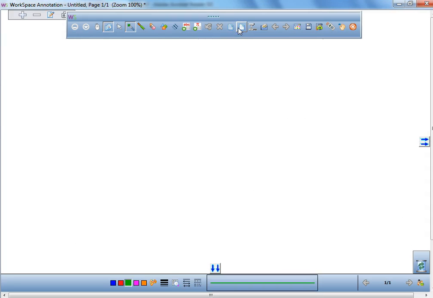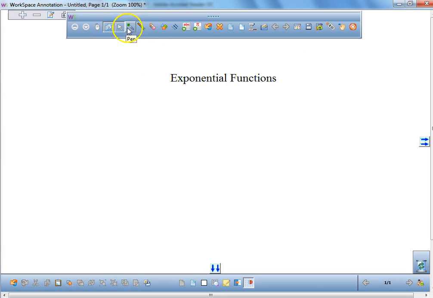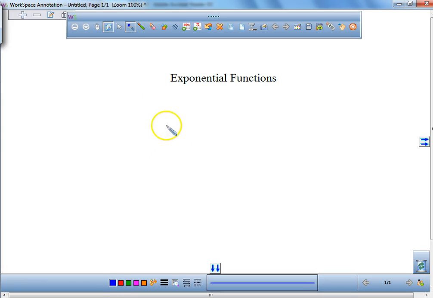So right here, we're going to title it, ready? Exponential functions. Okay. And I'm going to write down our formula, or not our formula, our equation, which is f of x, which is the same as y equals, okay? And we have a times b to the power of x.